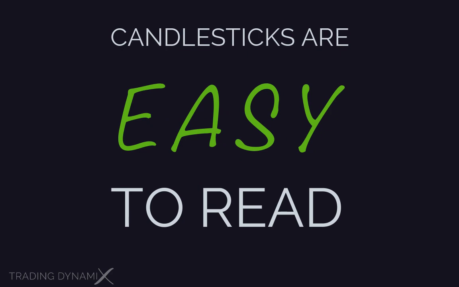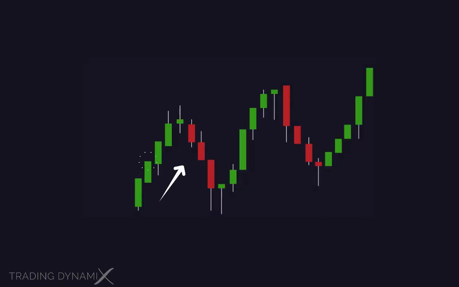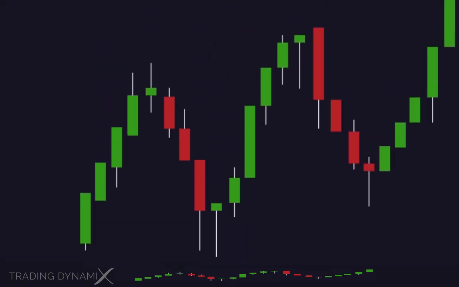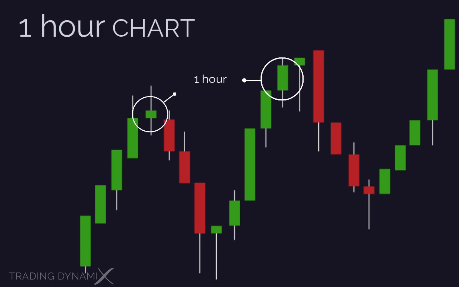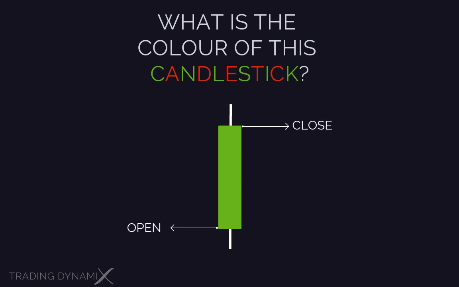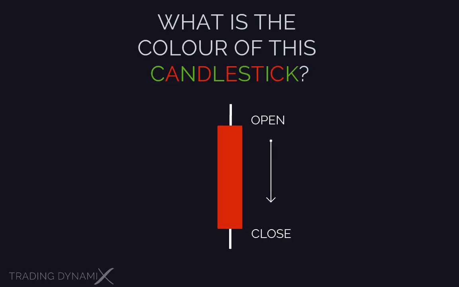Japanese candlesticks are easy to read. A green candle shows that the price is increasing, and a red candle shows that the price is going down. If you are looking at a 1 hour chart, each candle represents a 1 hour interval. The candle is green when the close price is higher than the open price. If the price closes lower than it opened, then the candle is red. As simple as that.